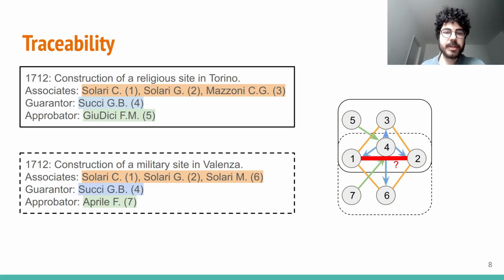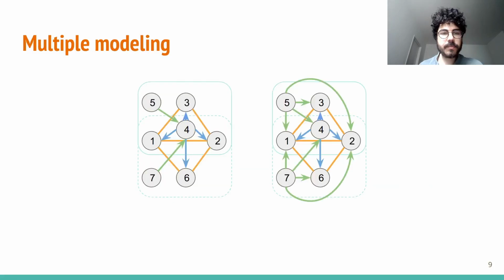However, this type of modeling has several limitations, the first one being the traceability of the links. For a given link, how to know what document it refers to? Since the documents do not appear in the network, we often cannot. Moreover, for complex relationships such as the ones of the given example, several modeling can coexist. Here, the approbator links can link together only the associates, but also the guarantors depending on how we see the relationships.